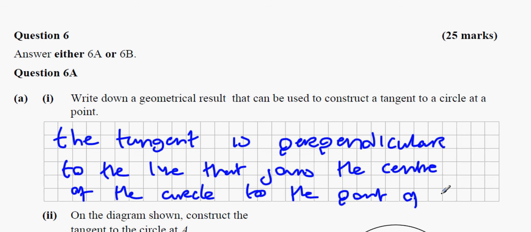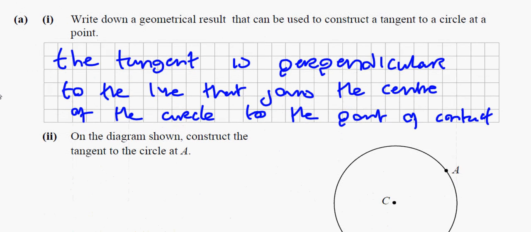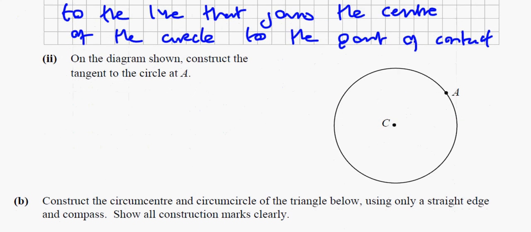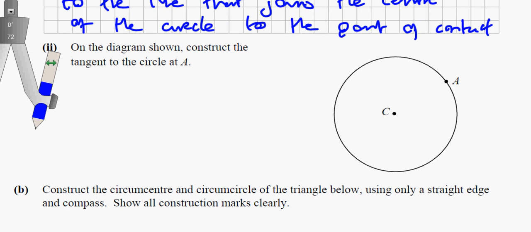So what that basically means is if we were to have a circle here and I draw a tangent like so, it basically means if I have the center of the circle here and I draw a line from the center to the point of contact, it's at 90 degrees, it's perpendicular to it. Okay? Now, on the diagram, construct a tangent at circle A. Okay, so construct a tangent to a circle at A.